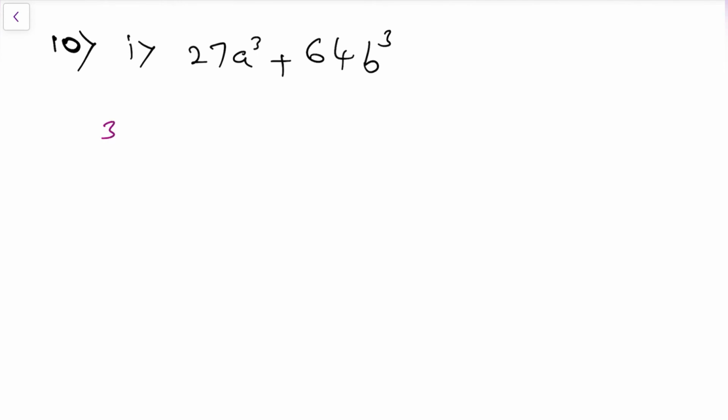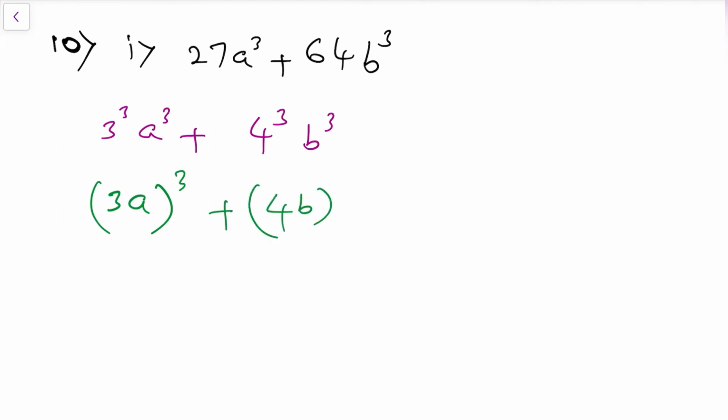Next, let us move to bit number 10. In bit number 10, the first question is factorize 27a cube plus 64b cube. So here 27a cube can be written as 27 is 3 cube, a cube as it is, plus 64 can be written as 4 cube, b cube as it is. 3 cube a cube can be written as 3a whole cube, plus 4 cube b cube as 4b whole cube. Now this is in the form of x cube plus y cube.